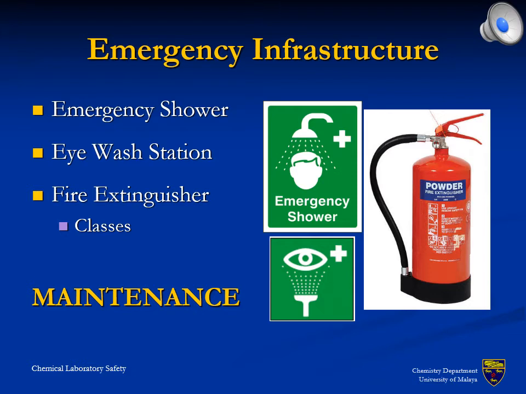Besides personal protective equipment, emergency infrastructure is another major aspect of safety inside a chemical laboratory. This involves fire extinguishers as well as emergency showers and eye wash stations. While the university is responsible for the provision of emergency infrastructure, it is the responsibility of every lab user to ensure that the emergency infrastructure is properly maintained and operational.